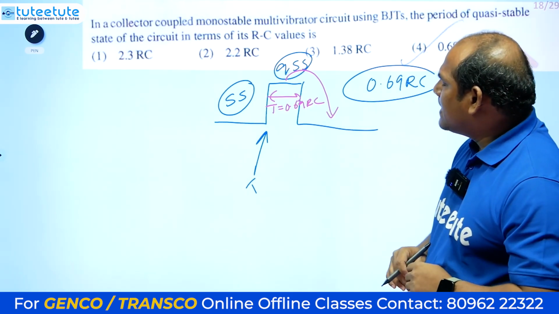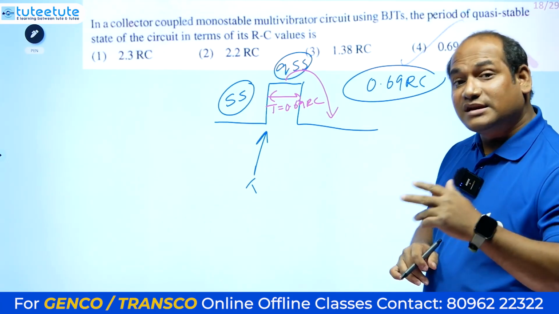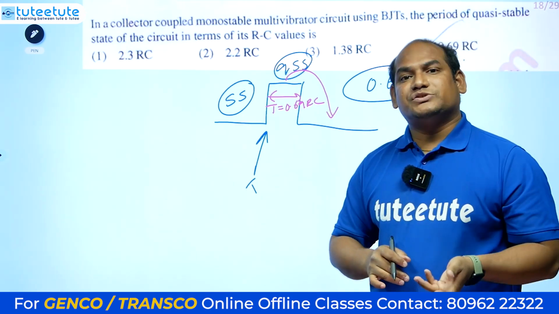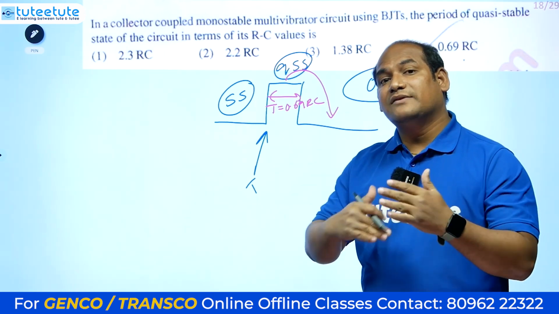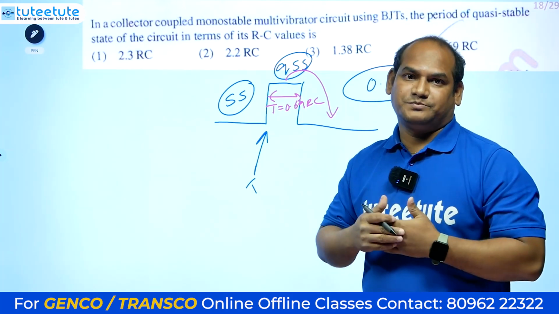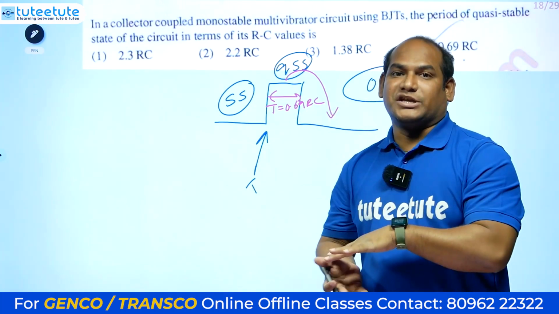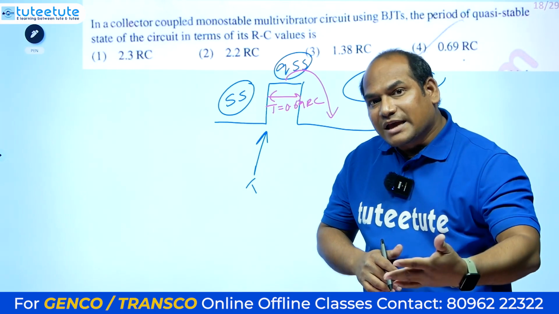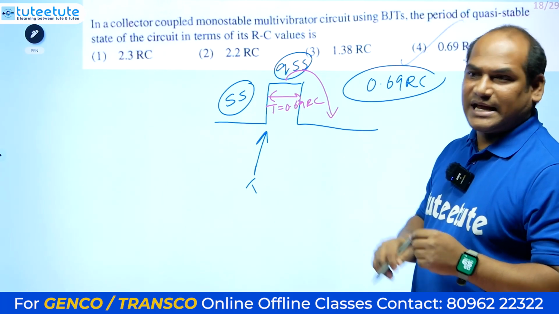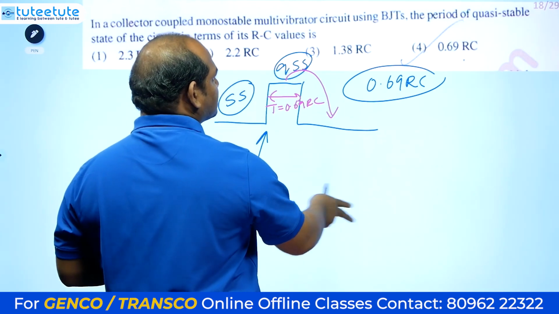How to analyze this: first you take the stable state, then one transistor will be in the on state and the other transistor in the off state. You apply the triggering input, then the states will change. Then the capacitor kept for AC coupling starts charging. Whenever that capacitor charges up to a certain level, the states change again. How much time does the capacitor take to reach that level? That is 0.69 RC. In the derivation process you can understand this. In this way you can remember 0.69 RC.